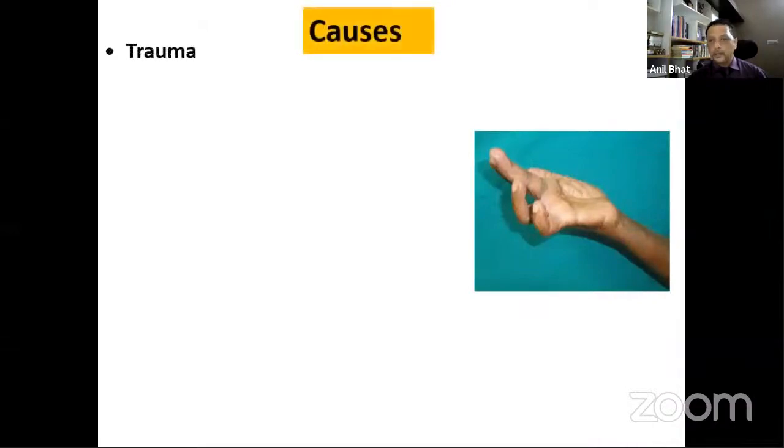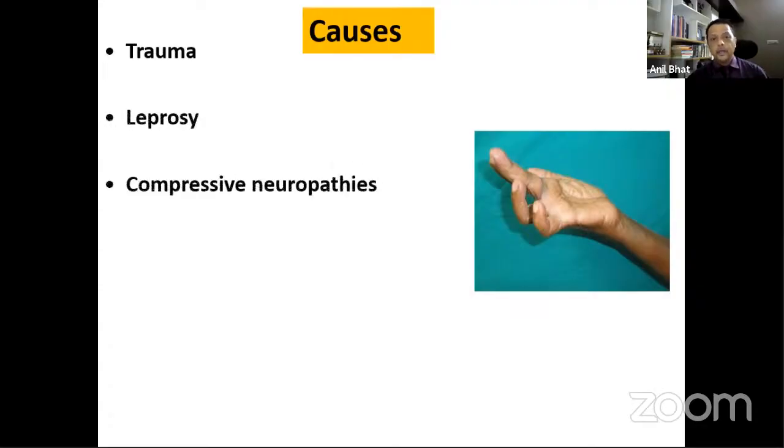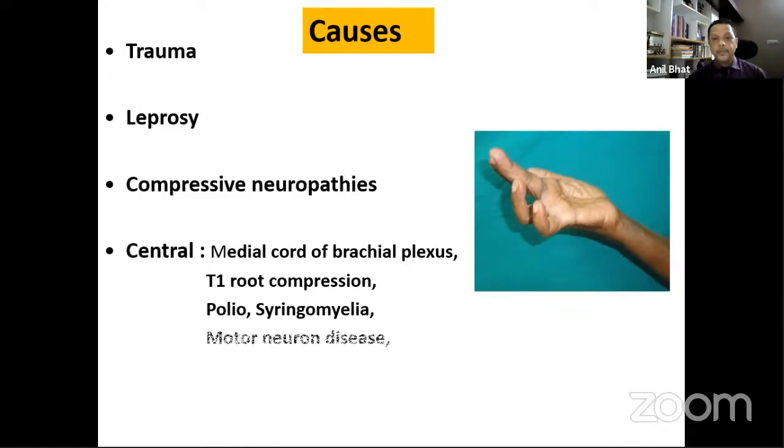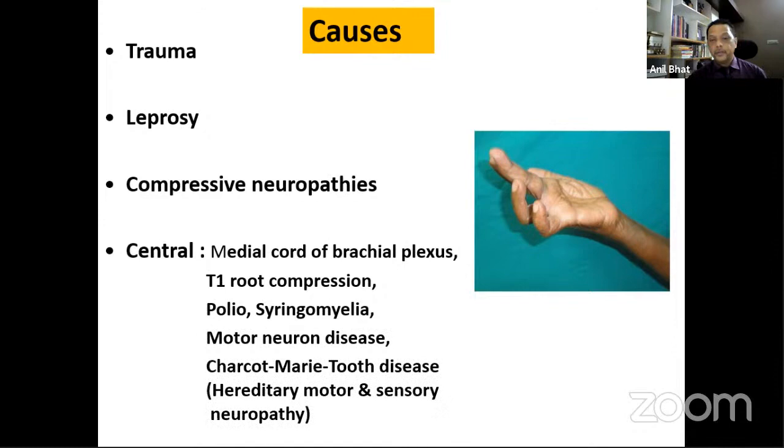Now, cause-wise, trauma is one of the major causes. And Hansen's, as already mentioned. Compressive neuropathies could be at the cubital tunnel or at Guyon's canal. These are common places where compression neuropathies are seen, but we should not forget the central causes. It could be right from the root of the neck, the brachial plexus, the T1 nerve root compression. It could also be at the spinal cord level, like polio, syringomyelia, or motor neuron disease or Charcot-Marie-Tooth disease. These could be rare presentations, but always remember the central causes also. It's not always that you just look at a claw and then say it's ulnar nerve, which it need not be. It could be a root level injury.